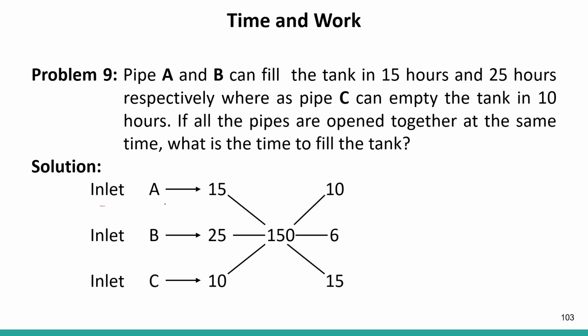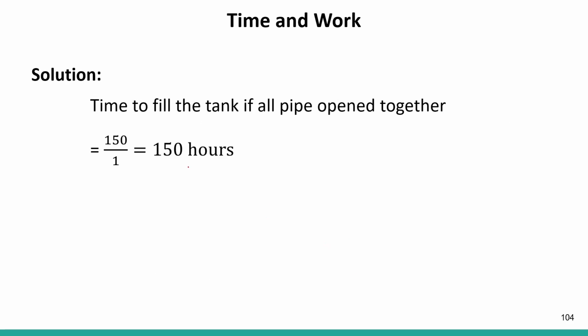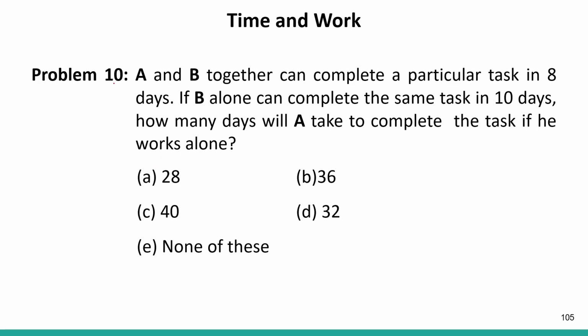So inlet A 15 hours, inlet B 25 hours, inlet C 10 hours. So 150 is the LCM. Okay. So 10, 6 and 15 will be the numerators. Okay. So 150 by 1 is equal to 150 hours. Let's go forward with problem number 10.